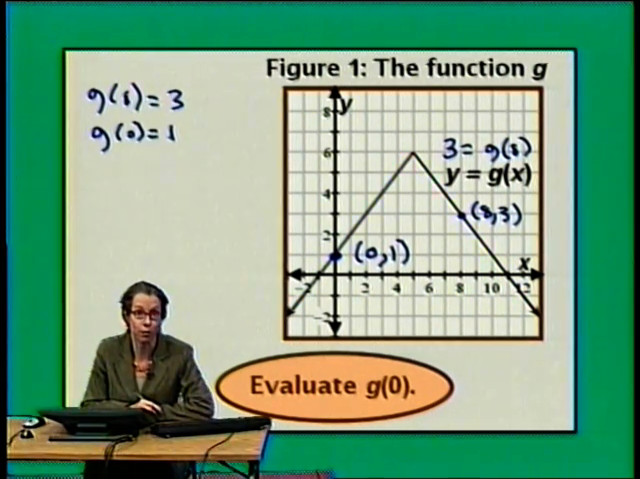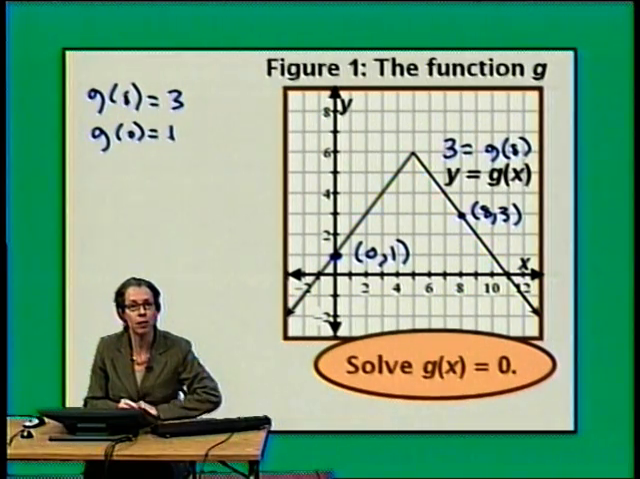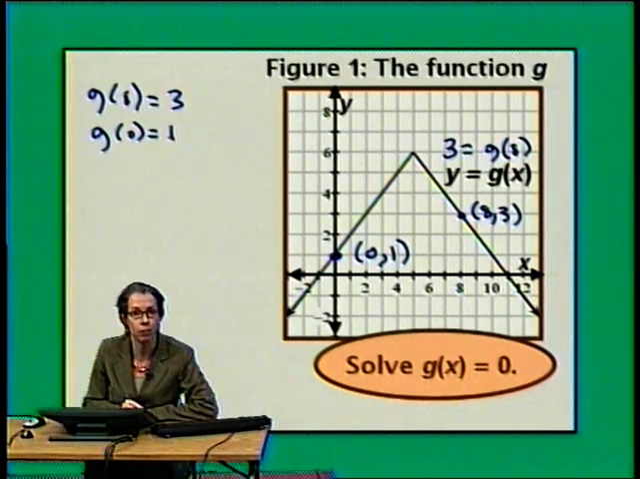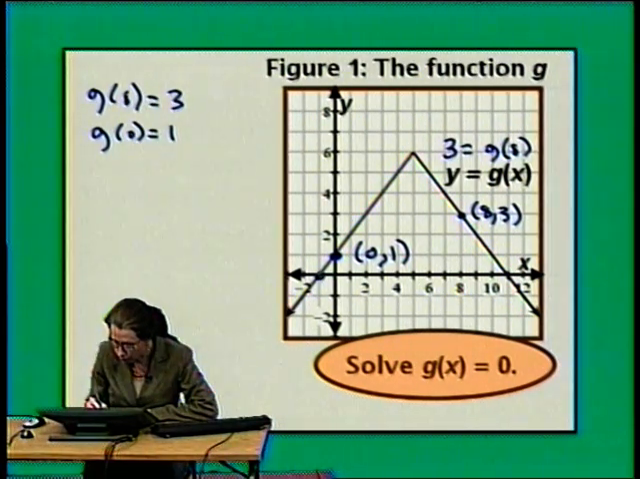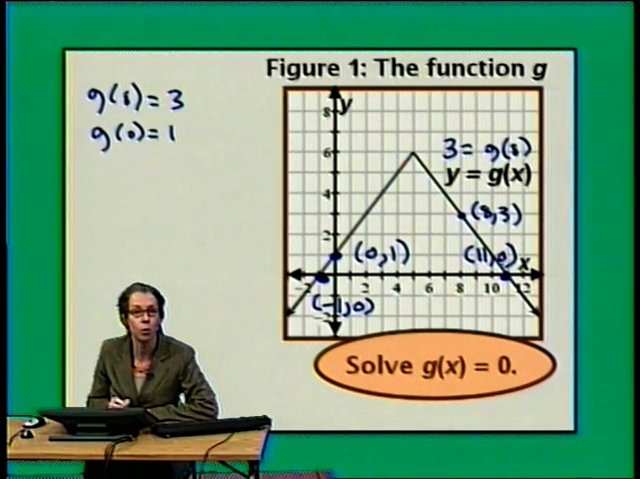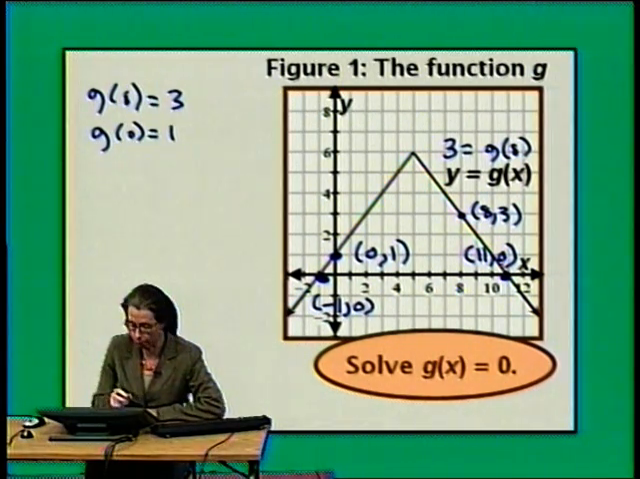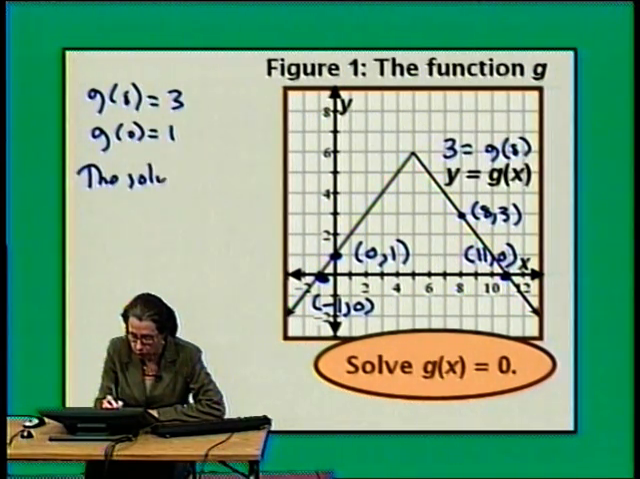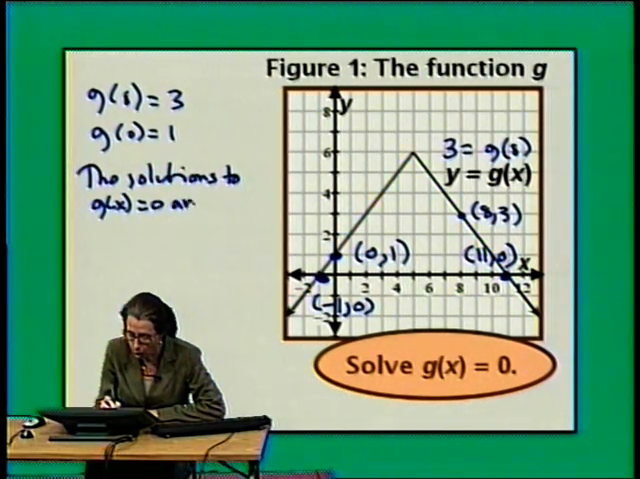Function notation is wonderful shorthand. How about solving the equation g of x equals 0? So now I want to know the x values where the output, the y coordinates, are 0. Well, there are 2 of them on this particular graph. We have the point (-1, 0), and we also have the point (11, 0). So there are 2 x values that will give us an output of 0. So the solutions to g of x equals 0 are -1 and 11.